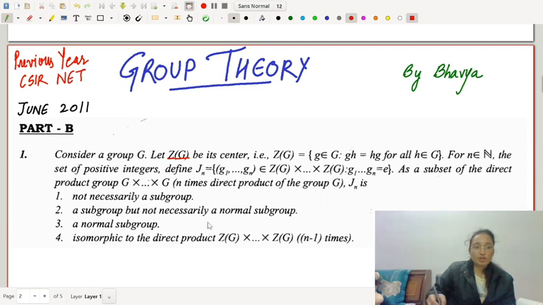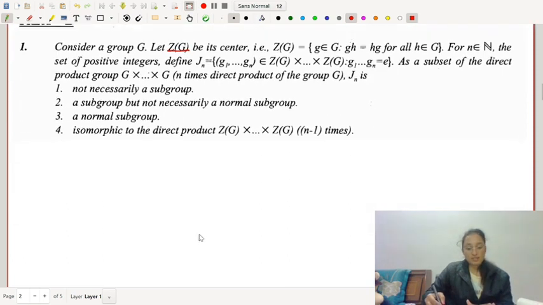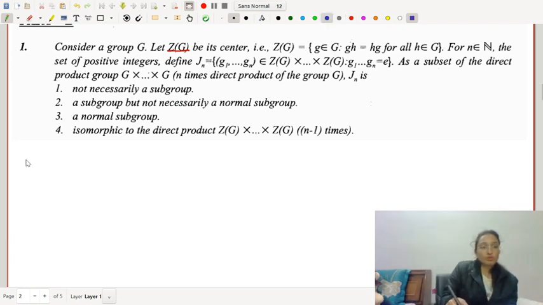Jn is what? Not necessarily a subgroup, or a normal subgroup, or isomorphic to a direct product n minus 1 times. So let's see what it is. First, let's check whether it is a subgroup or not. All right. So now we will check the answer.